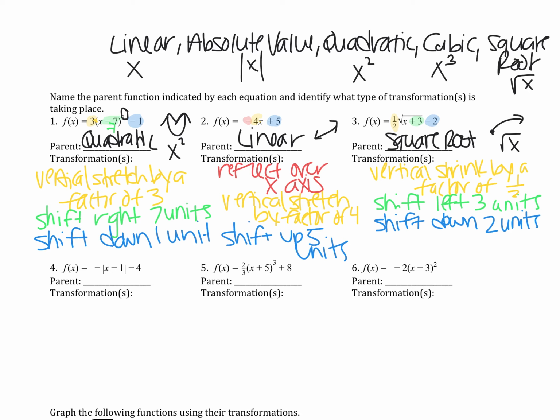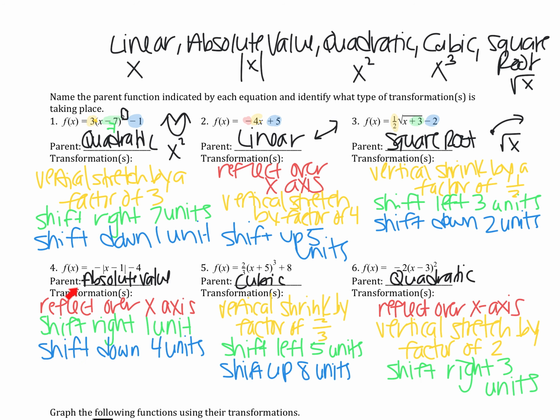Again, pause it, see if you can try number 4, 5, and 6, and I will talk through those 3 examples as well. Okay, we take a look at number 4. It's absolute value parent function because it has the absolute value signs. Then if we work our way from left to right with the transformations, there's a negative out in front, so that's going to reflect it over the x-axis. Inside is -1, so it's going to shift it right 1 unit. Remember, opposite of what we think. Way to remember it, whatever's with x is going to move it left to right. Then on the outside is -4, so it's going to shift it down 4 units.